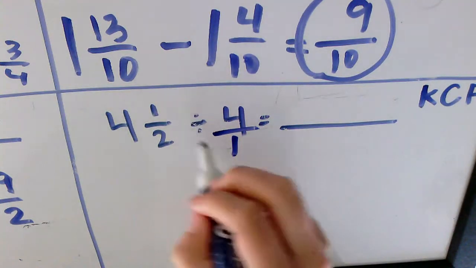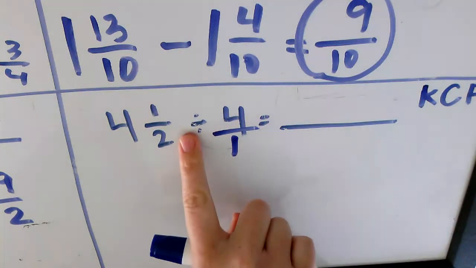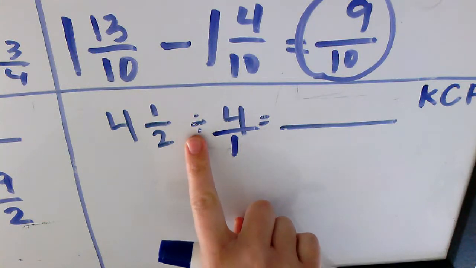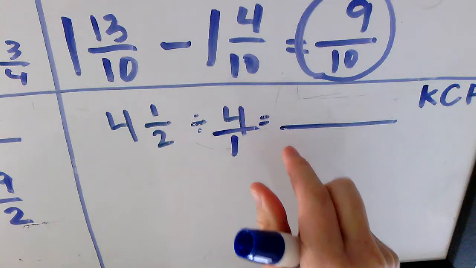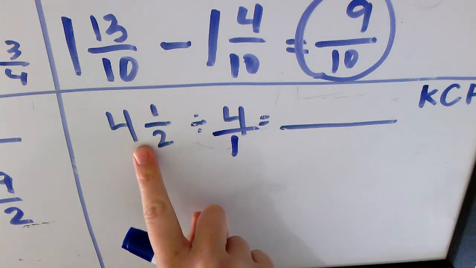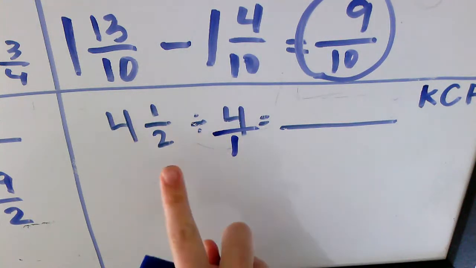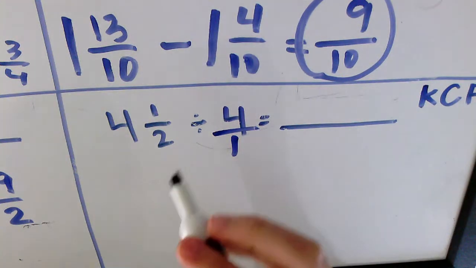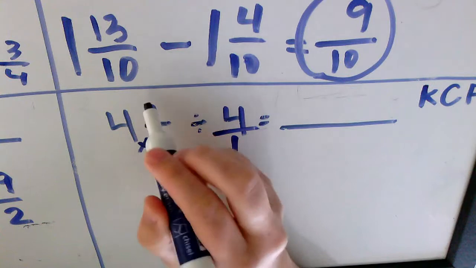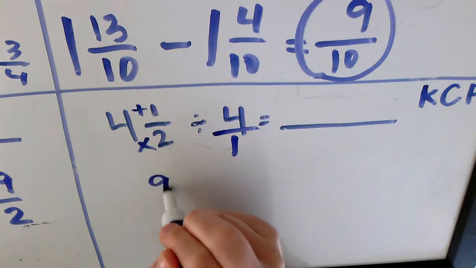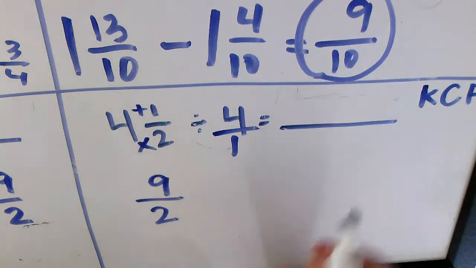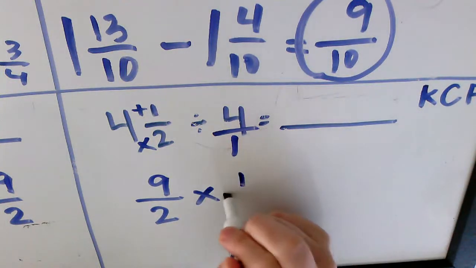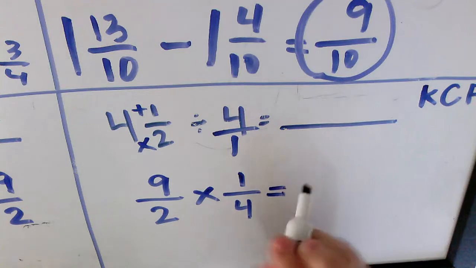So I'm going to make this mad. I'm going to change the division symbol to multiplication, and then I'm going to flip 4 over 1. And so by making 4 1/2 improper, I'm not changing the number, I am keeping it. I am just turning it into an improper fraction. So I have 9 over 2. Now I change to multiplication and I flip it to 1/4. And now I can multiply.